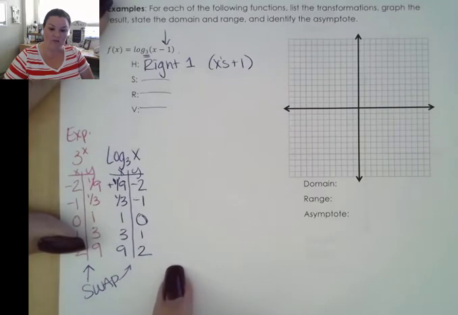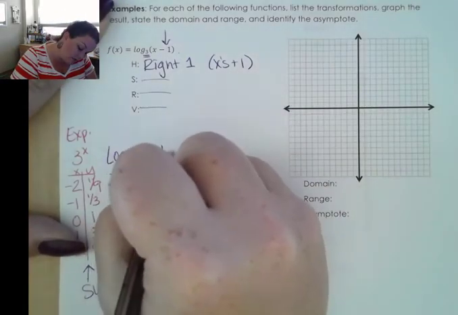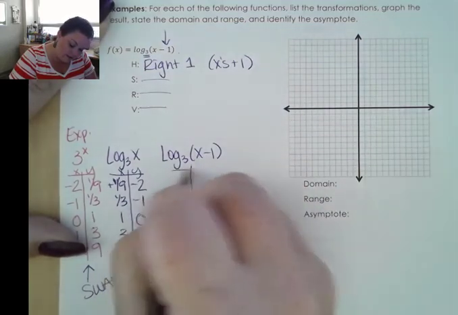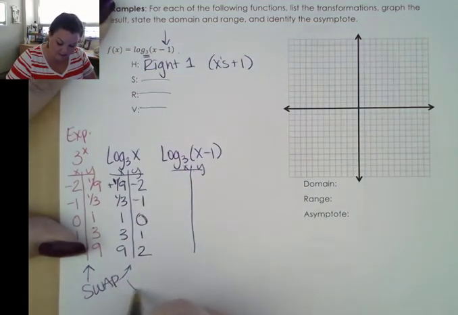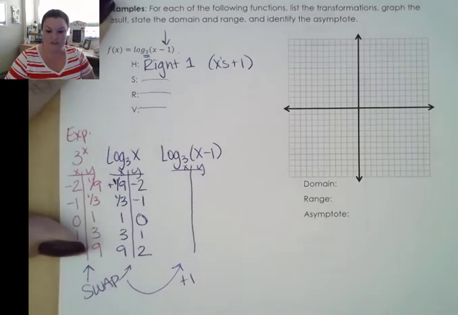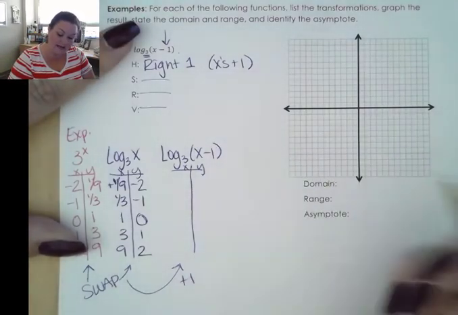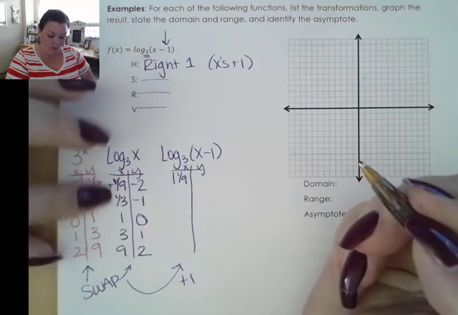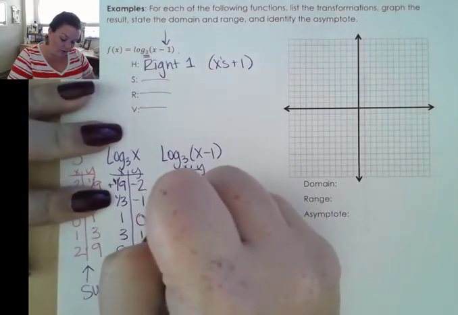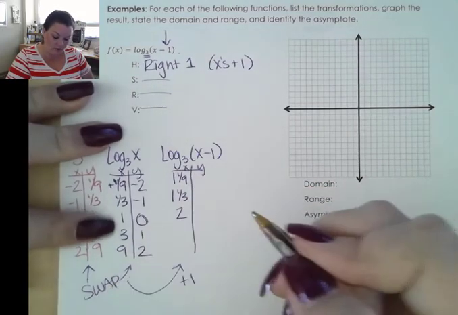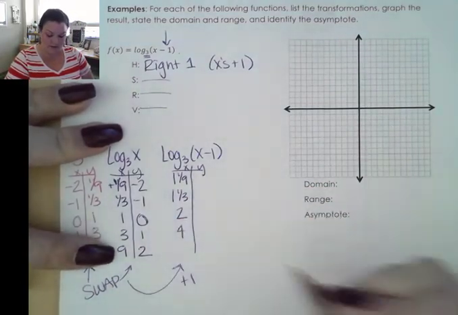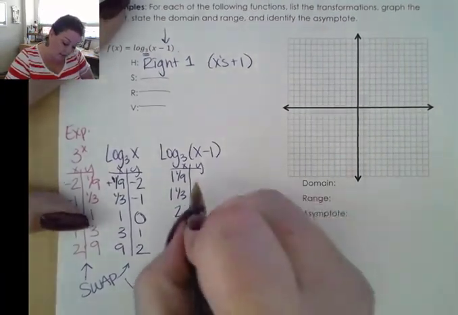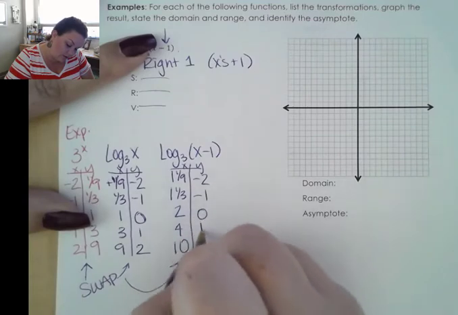So we just need one more table here so that it will now look like log base 3 of x minus 1. And to do that shift to the right, we take the x's from our previous table and just add 1 to them. So 1/9 plus 1 is 1 1/9, right? 1/3 plus 1 is 1 1/3. 1 plus 1 is 2. 3 plus 1 is 4. 9 plus 1 is 10. So we're going to go ahead and our y's stay the same: -2, -1, 0, 1, and 2.